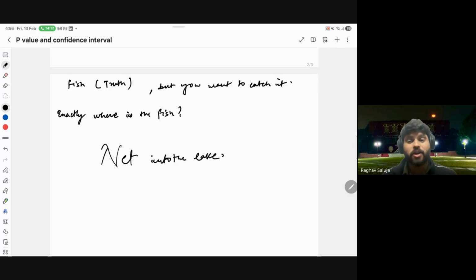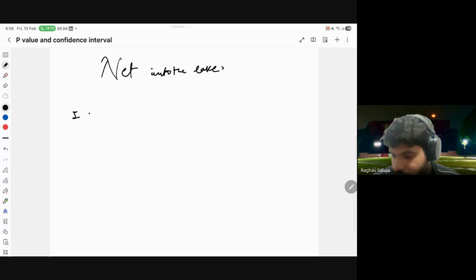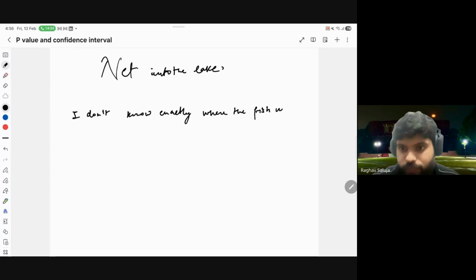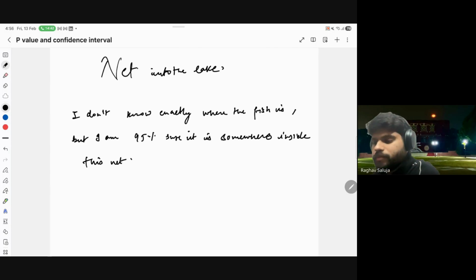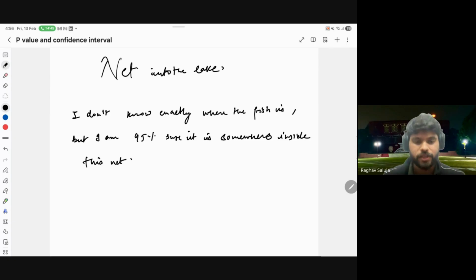You say, I don't know exactly where the fish is. But I am 95% sure it is somewhere inside this net. It is somewhere inside this net. This is the most important thing. Remember, this is what your confidence interval is.